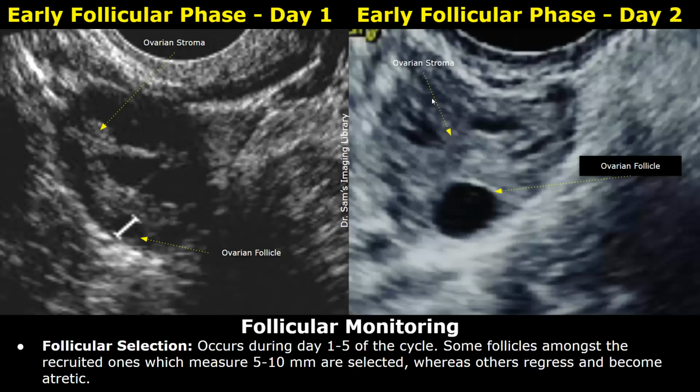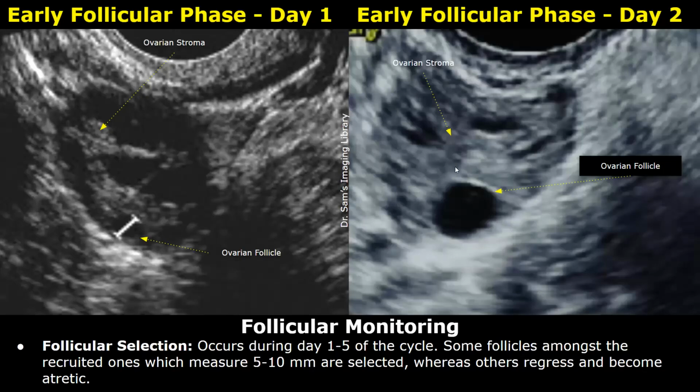In this image, a few small follicles are visible. These hypoechoic structures are follicles. We can see 3 follicles inside the ovary on day 2 of the cycle. The echogenic area is the ovarian stroma.